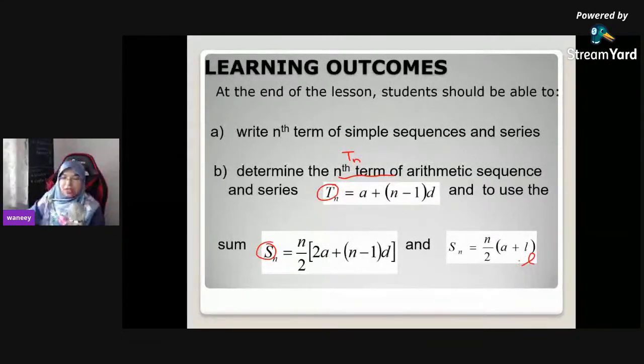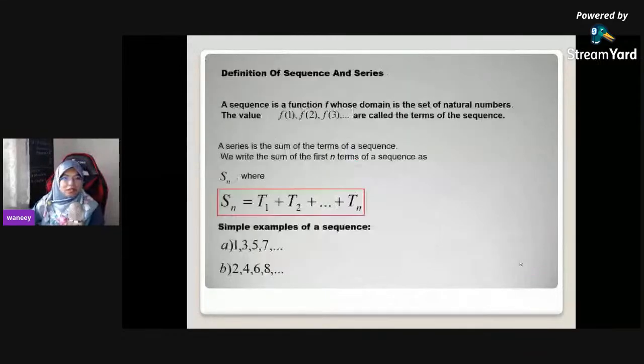Okay, so now let us go. Definition of sequence and series. A sequence is a function whose domain is the set of natural numbers. So the values of f(1), f(2), f(3) are called the terms of the sequence. A series is the sum of the terms of a sequence. We write the sum of the first n terms as Sn.